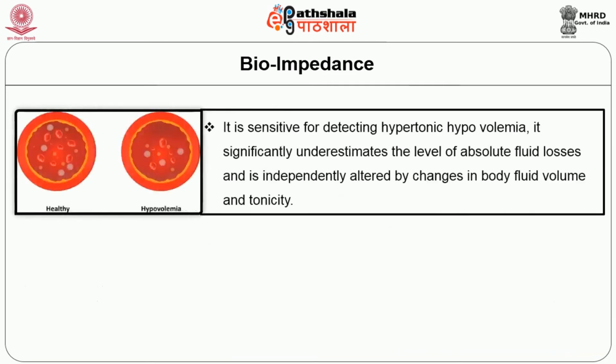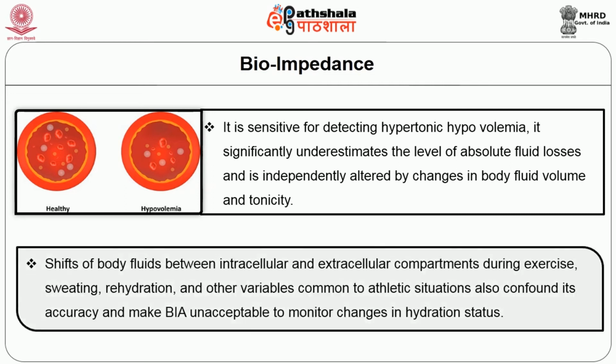Although BIA is sensitive for detecting hypertonic hypovolemia, it significantly underestimates the level of absolute fluid losses and is independently altered by changes in body fluid volume and tonicity. Shifts of body fluids between intracellular and extracellular compartments during exercise, sweating, rehydration and other variables common to athletic situations also confound its accuracy and make BIA unacceptable to monitor changes in hydration status.